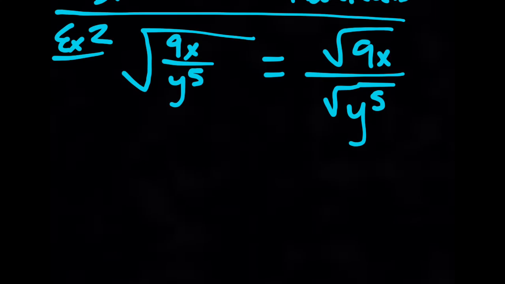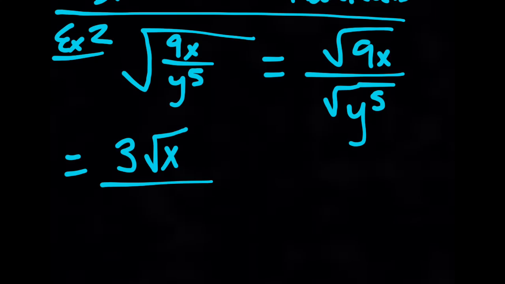So on the top, I want to look at the number first. Can I take the square root of 9? Yeah, it's 3. So on the top, I've got 3. Can I take the square root of x? No, there's not anything bigger than it. It's just x to the first, so I can't pull anything out of that square root. So the top part's done. On the bottom, I'm going to have y to the second and the square root of y.